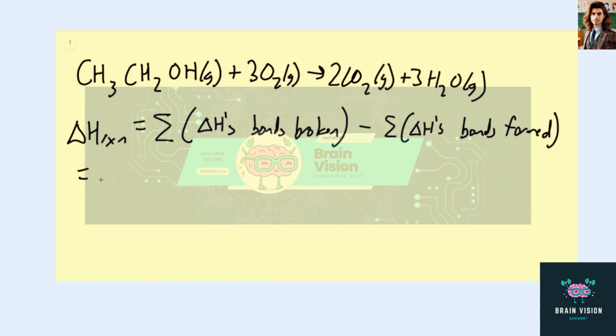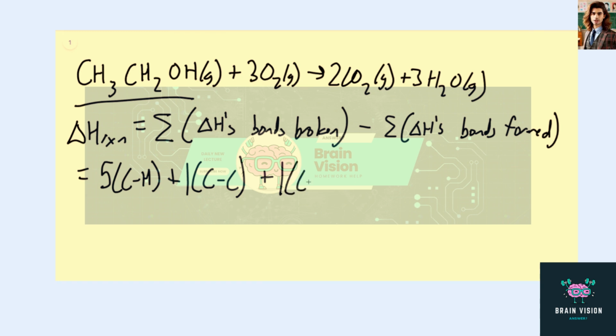And so if we start with our broken bonds, we are breaking 5 CH bonds from our ethanol. Also from our ethanol, we're breaking 1 CC bond. We're breaking 1 CO bond and 1 OH bond. And then from our O2, we're breaking 3 O double bonds.